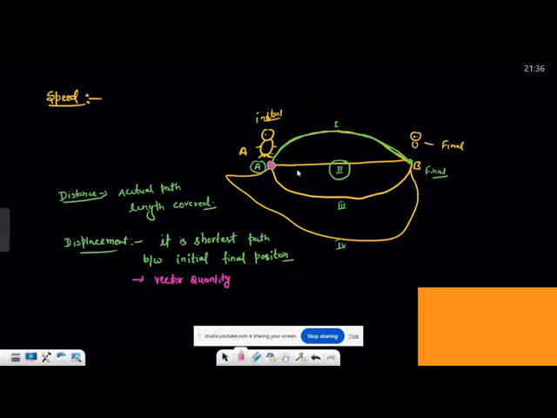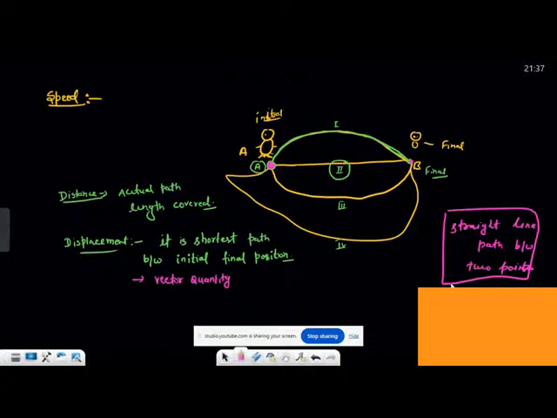And whenever you want to find the shortest path between 2 points, here point A and point B, in each and every case, the shortest path between 2 points is a straight line or straight path between 2 points. So whenever you want to find the shortest path between 2 points, you have to draw a single straight line from initial to final position.